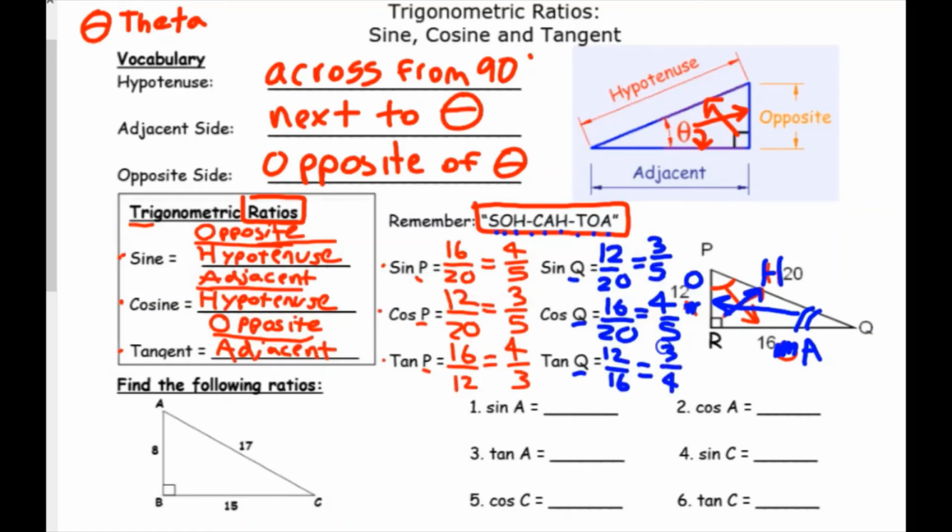So, are you able to label O, H, and A? Are you able to remember SOHCAHTOA? Are you able to make fractions? That's the first part of trig. So this part, not too bad.